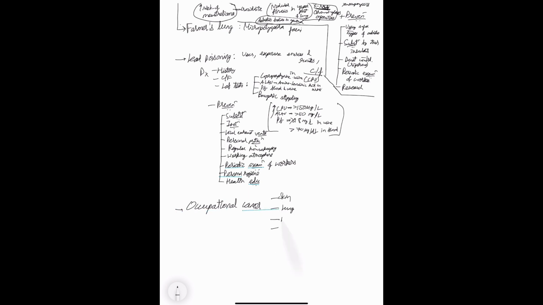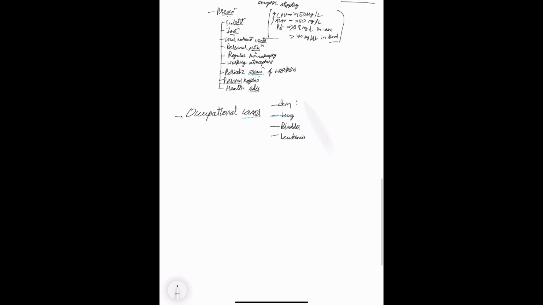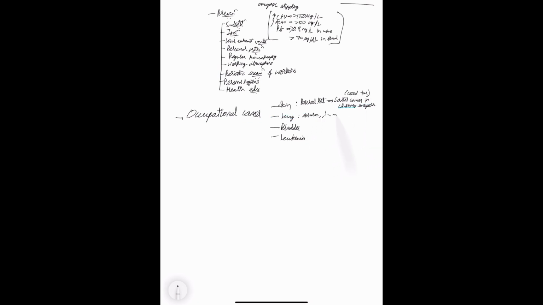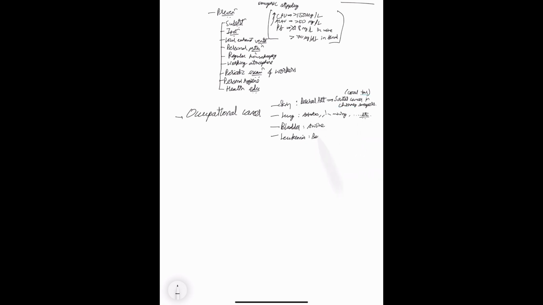Now we have occupational cancer, and the ones mentioned here are skin, lung, and bladder cancers, and leukemia. So under skin cancer, we need to know that Percivall Pott was a pioneer in uncovering the association of scrotal cancer with chimney sweeping. And then in lung cancer, we have factors like asbestos, radioactive mining, etc. And for bladder cancer, aniline is an important notable carcinogen, and benzol for leukemia.